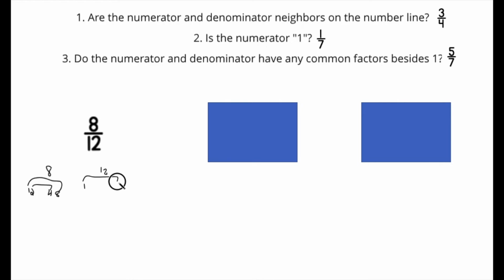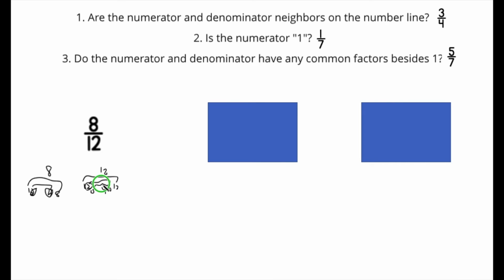We have 1 and 12. Then we move on and we have 2. And then we have 6. And then we move on and we have 3 and 4. And we know that we're done with our factor rainbow because we have 4 on the other side of our factor rainbow. So now we're going to go through and we're going to see what we have in common. So we both have a 2. We don't have any 3s, and we both have a 4.